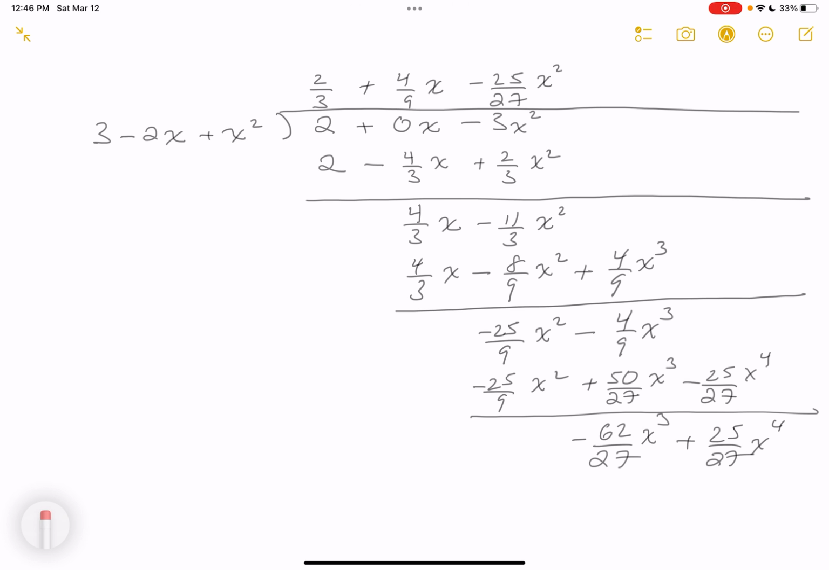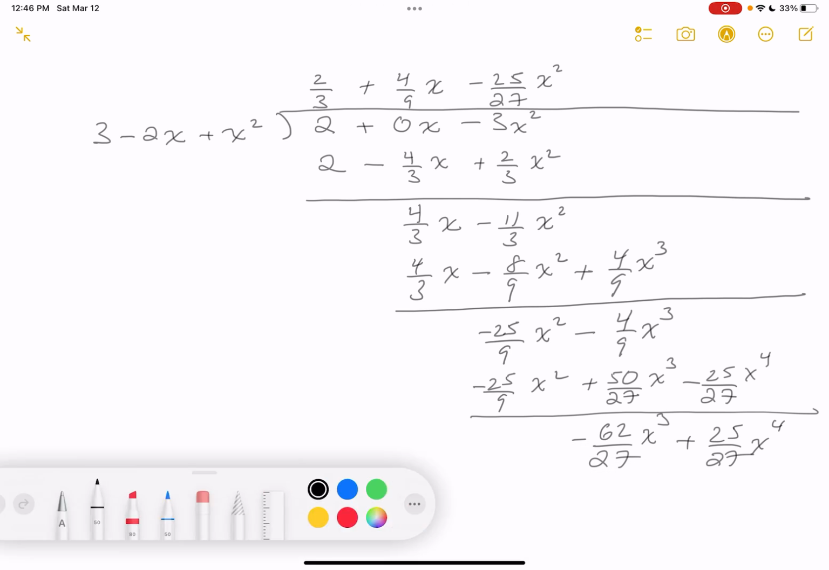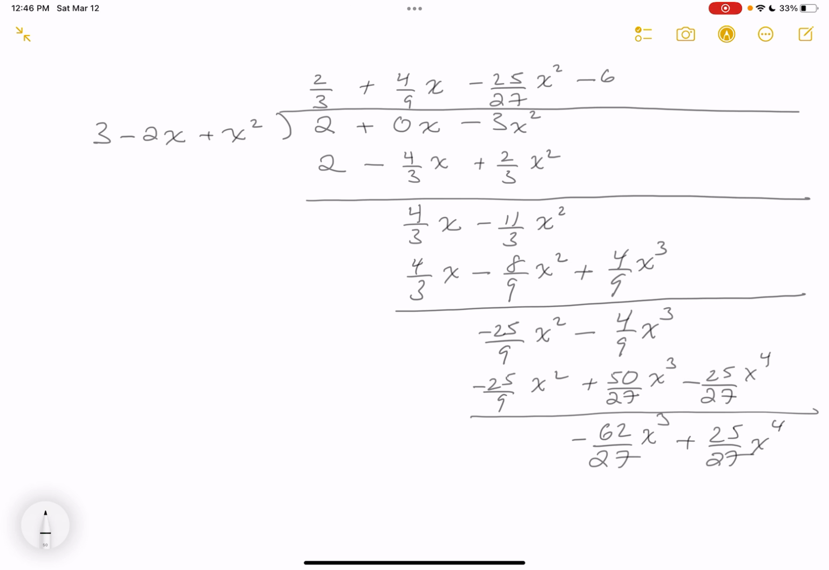And now it's going to be minus 62. I get my pen back, don't I? Minus 62. 3 times 27 is 81, right? That's x cubed. That's what we get. We get minus 62 over 27 x cubed. And then we get plus, let's see, that's 124, right? Over 81. And that's going to be x4.